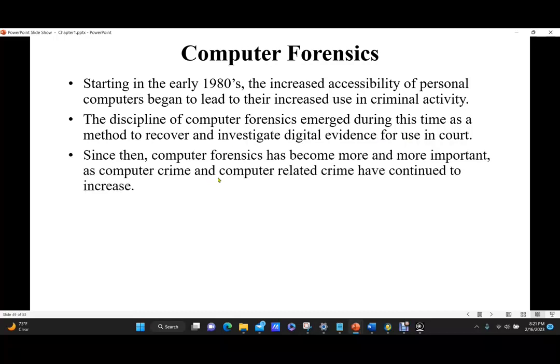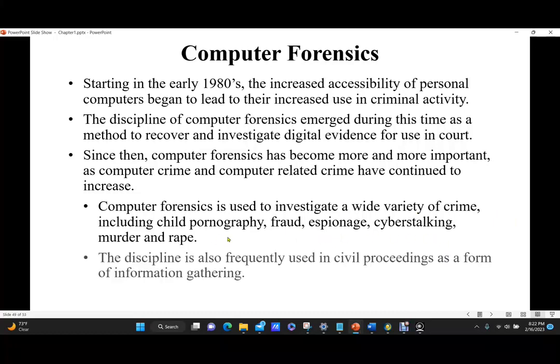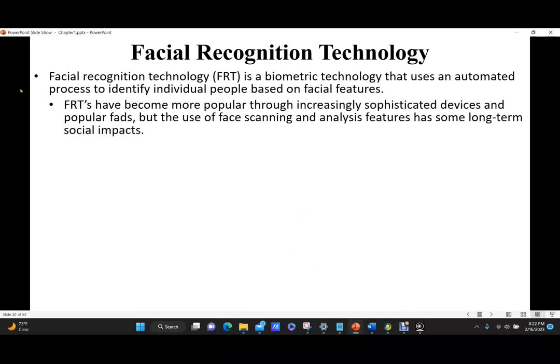As computers became more and more common, crimes involving computers became more and more common. Computer forensics becomes more and more important. So, computer forensics is now being used to investigate a wide variety of crimes: child pornography, fraud, espionage, cyberstalking, murder, rape. It's also frequently used in civil proceedings as a form of information gathering and information display.